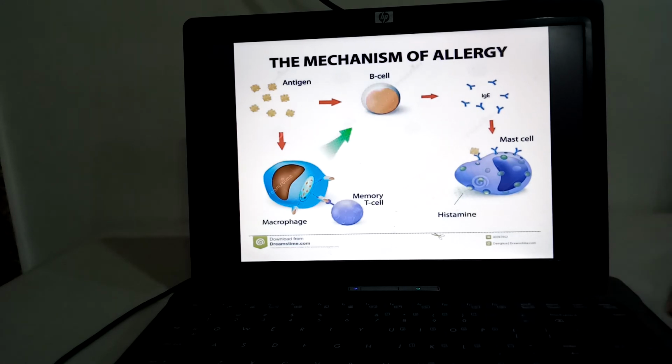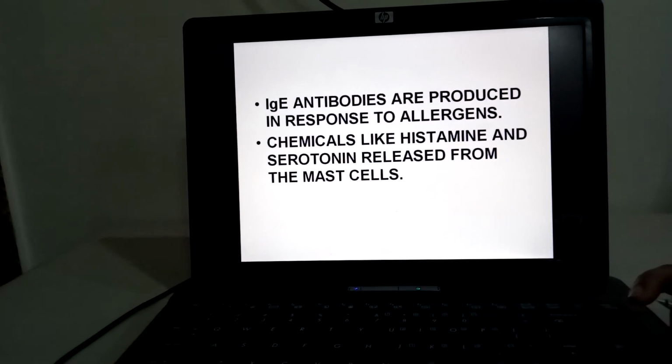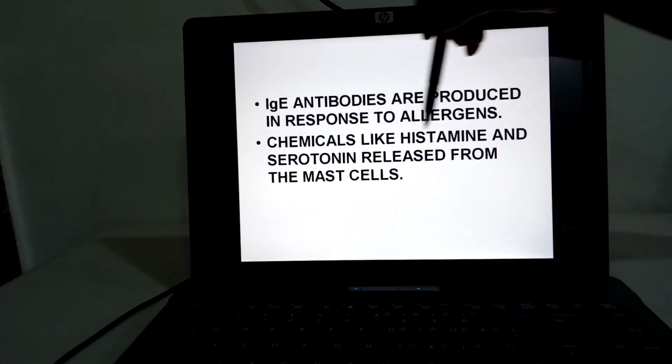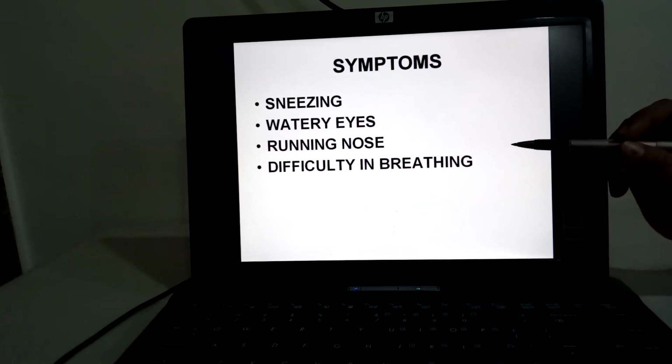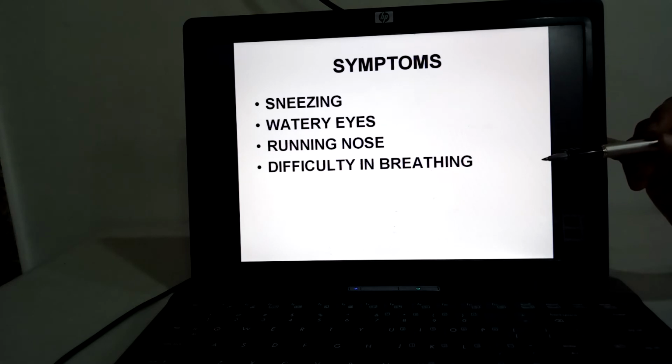Now hyperreactivity means some symptoms. I'm just talking about chemicals like histamine and serotonin being released from the mast cells, and because of these, such kinds of symptoms can be seen in case of allergies. It can be sneezing, the person will keep on sneezing all the time, watery eyes, running nose, difficulty in breathing at later stages, rashes, some part of the body can swell up, and in a very bad stage, a person can become even unconscious. That is at a very exaggerated stage when the allergies are there in the body of the person.